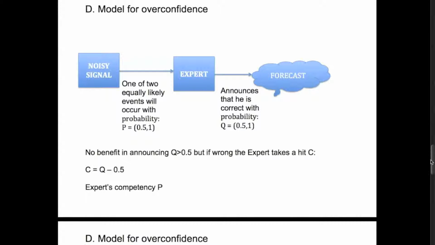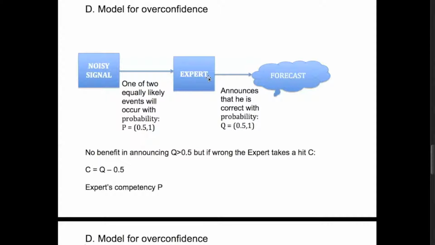A model for overconfidence. We are going to say that there is an expert, the one in the middle here, the box over here, and his task is to forecast. He forecasts an event to occur, the price of a stock, or the price of a commodity to go somewhere. So basically he forecasts. And he receives a noisy signal.